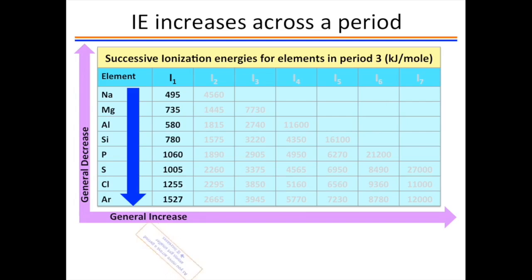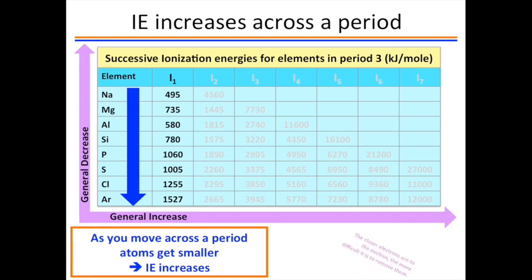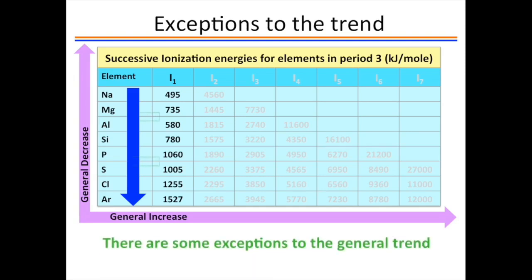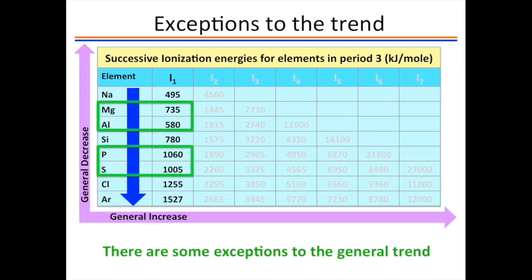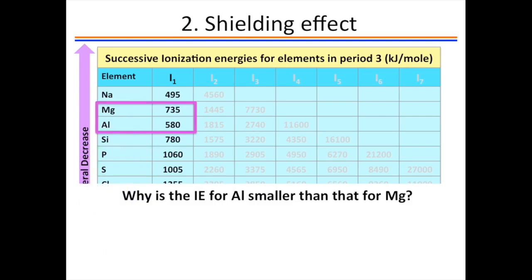We know that atoms get smaller as we move across a period, and so ionization energy increases. This is what we would expect based on the same electrostatic argument we had for size. You will notice that there are some exceptions to this general trend. Why is the ionization energy for aluminum smaller than the ionization energy for magnesium?